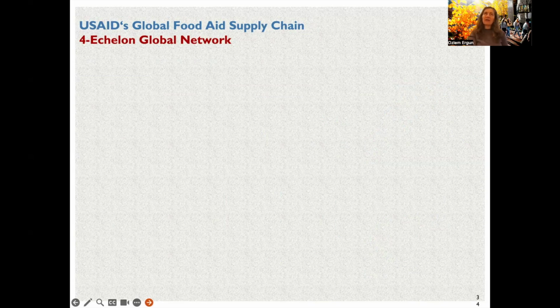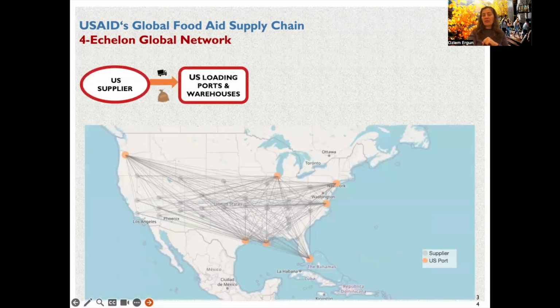been in, that is really ongoing, still working with the USAID's Global Food Aid Supply Chain. But this time, instead of looking at a focused end-to-end supply chain, we're looking at a four-echelon global network. So let me first explain the network.